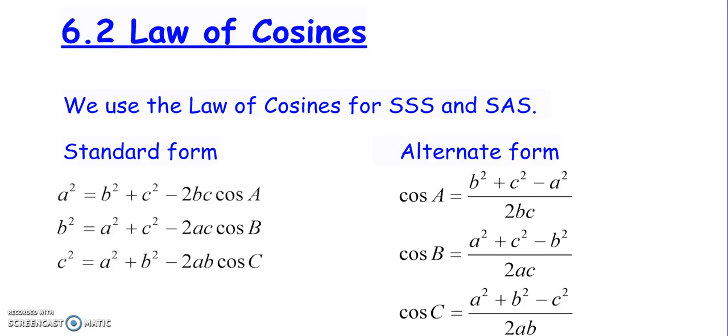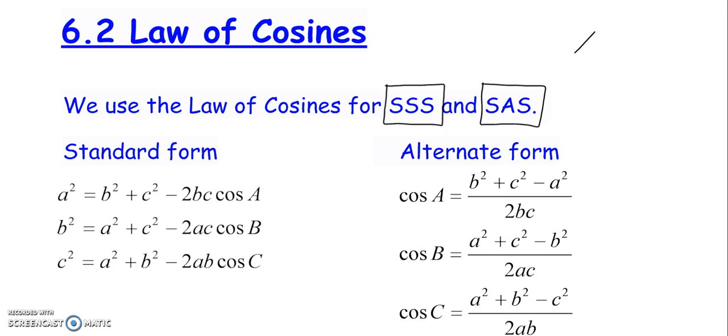All right, here we go for section 6.2, the law of cosines. So in previous sections we covered the law of sines. Law of cosines is presented to you on the board, and as we said in the last section, the law of cosines is used when you know all three sides of a triangle. It is also used when you know two sides and the included angle.